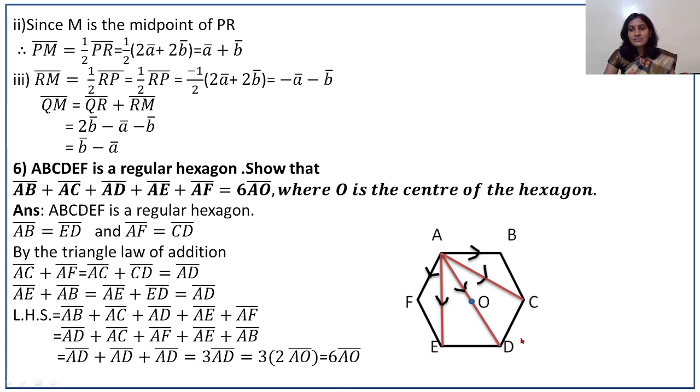What is AD bar? O is the center of the hexagon, so AD bar is equal to 2 times AO bar. So 3 times AD bar is 2 times 3 AO bar, which is equal to 6 times AO bar. So this is our example on the regular hexagon.